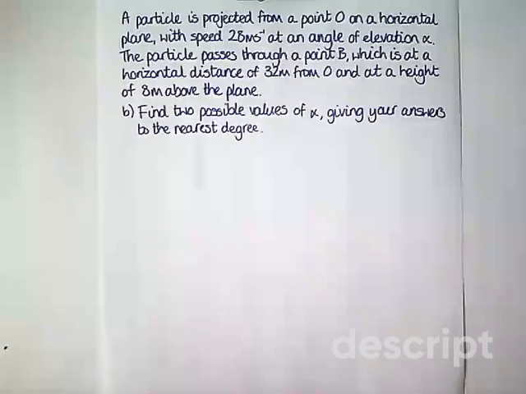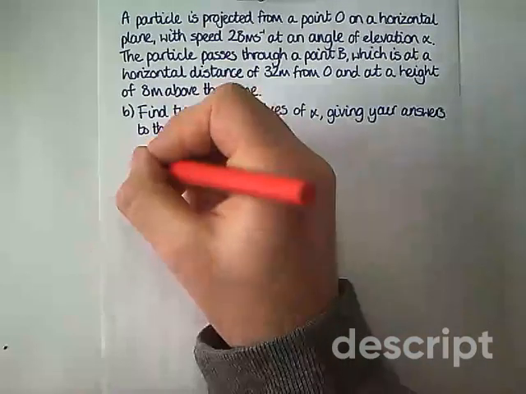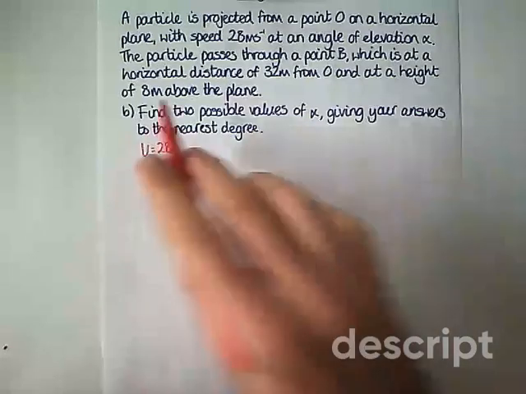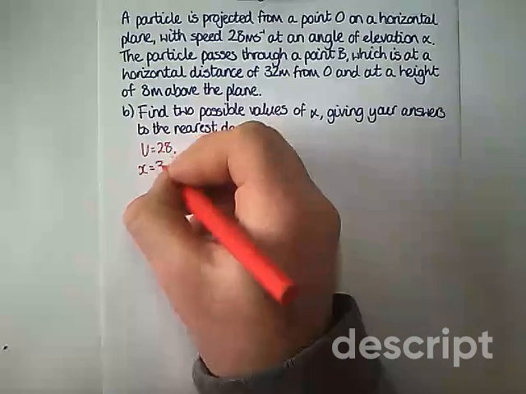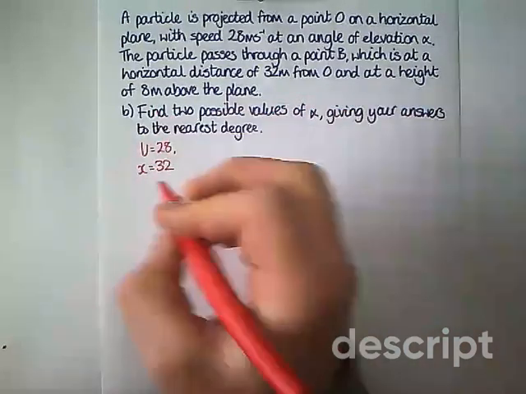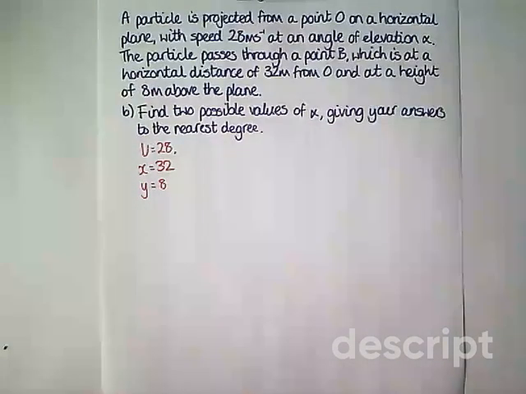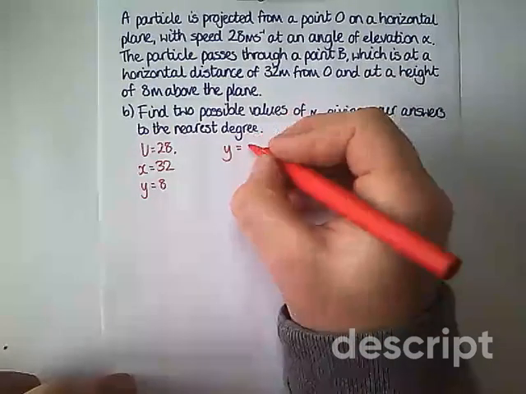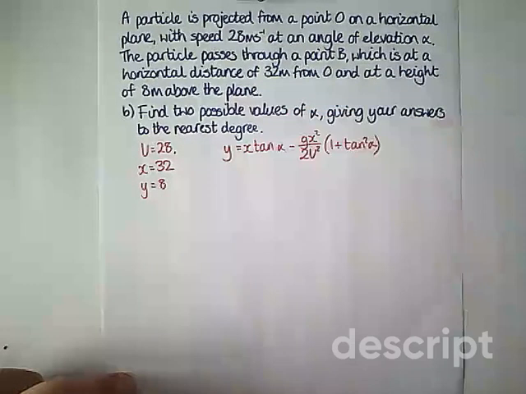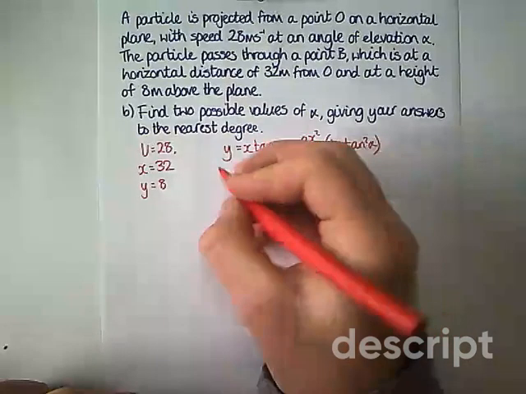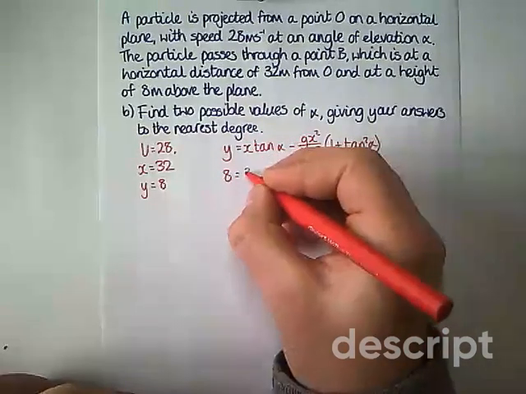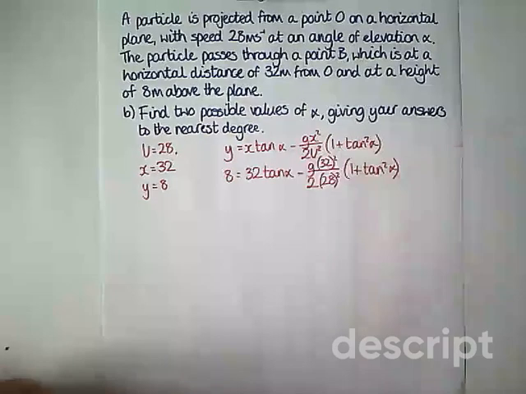And then, second part of the question, we have now been given the speed, so we know that u equals 28, we are given x is 32, and we are given y is 8. So subbing those into the expression from part A, so let's just write that back out. Sub in all of those values there, so y is 8, x is 32, and we are trying to find alpha.